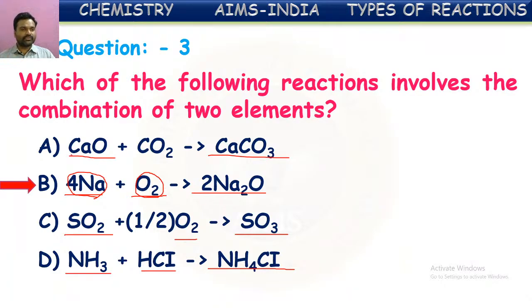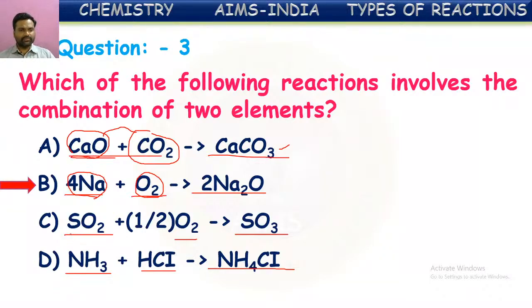What is happening in the first one? Calcium oxide is a compound. Carbon dioxide is also a compound. So combination of two compounds is happening here. It is also a combination, but a combination of two compounds.